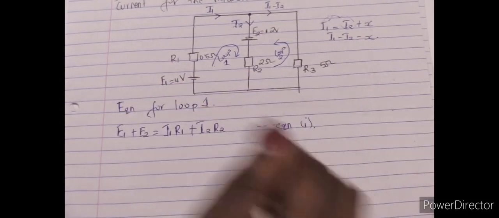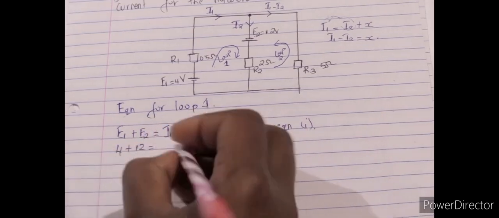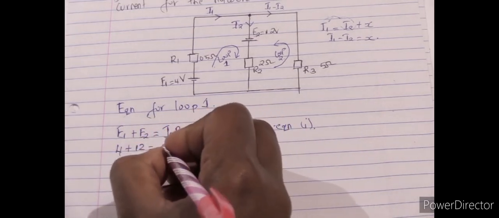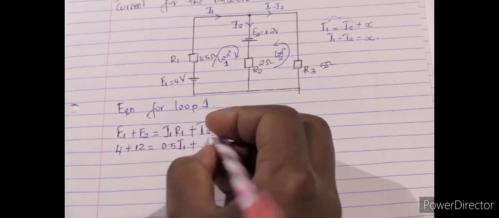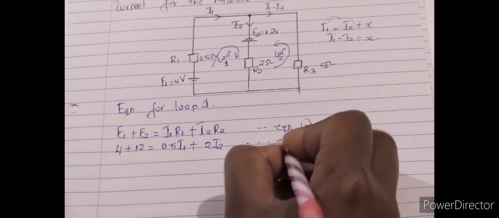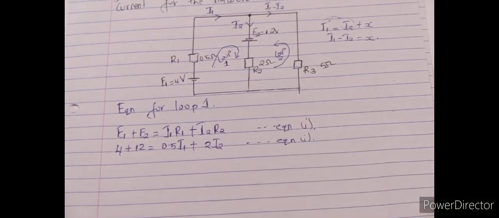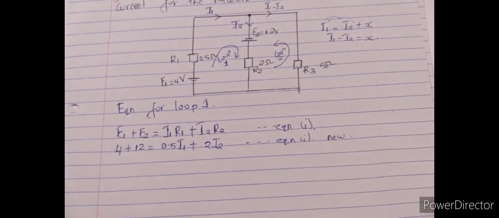We substitute in our values. So we have 4 plus 12 is equal to 0.5 I1 plus 2 I2. That is our equation 1, so let us call it our new equation.